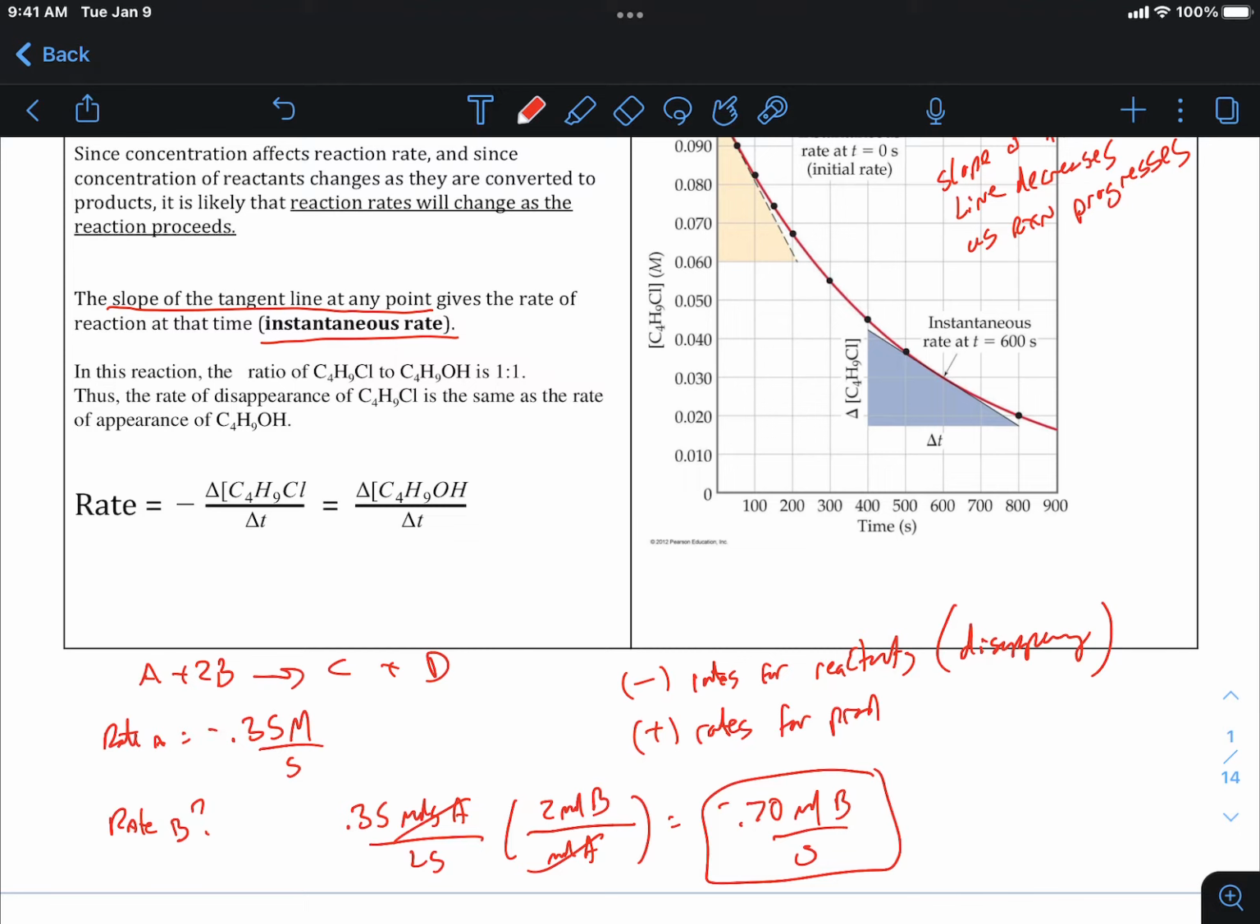Question, Ron? So, if the question asks, like, what is the rate of disappearance of A, you don't really need to put a sign, correct? If they say disappearance, then the implication is that it is decreasing, so no, a negative sign is not needed, right? Yeah, so just if they give you a word that implies direction, then that's not needed. Okay.